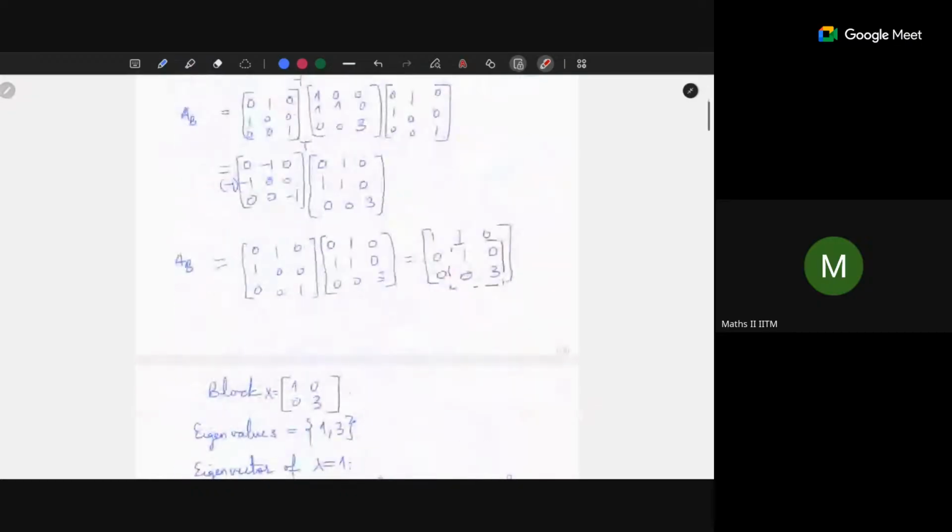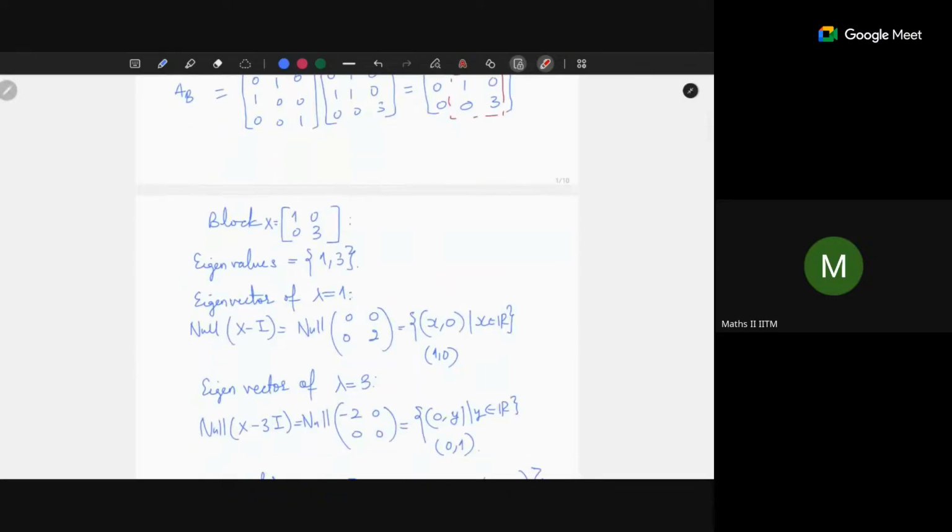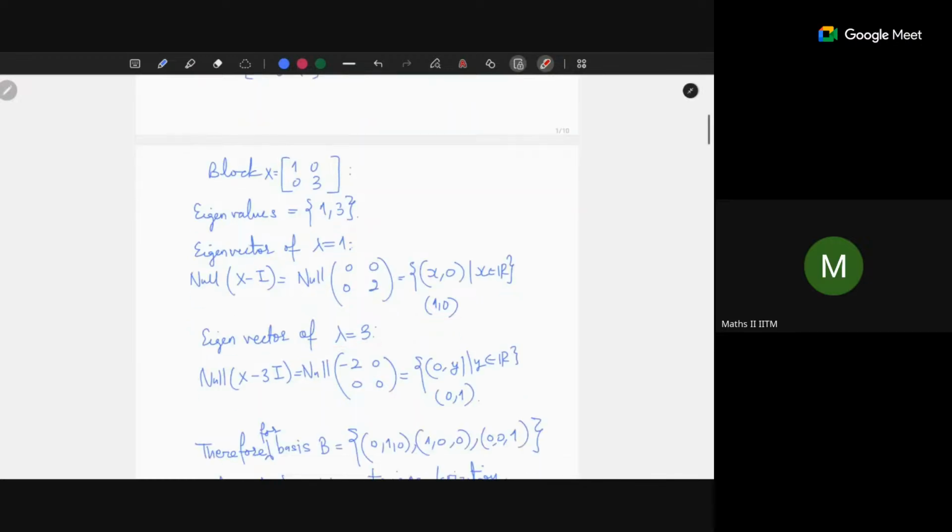Now it will be a block with a smaller order. In this case it is 2 cross 2. So you again find the eigenvalues of this block, which are 1 and 3. For lambda equal to 1, you will find the eigenvector (1, 0), and for lambda equal to 3, you will find the eigenvector (0, 1).